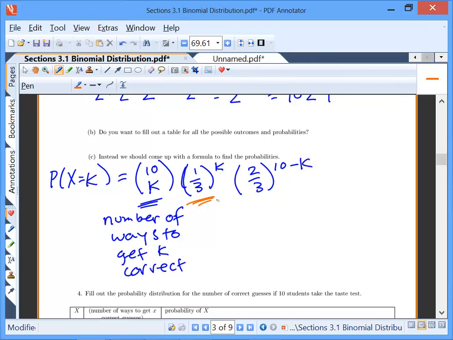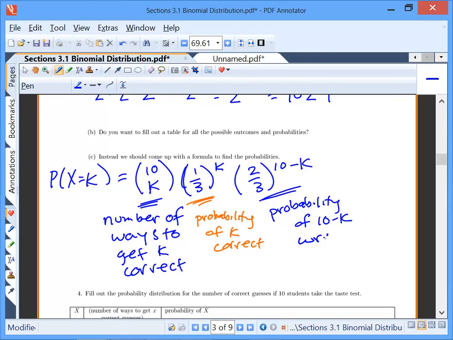This 1/3, what does that account for? This is the probability of k correct. And then finally, this 2/3 to the 10 minus k, that accounts for the probability of 10 minus k wrong. So if k of them are correct, then we also need the rest of them to be wrong.